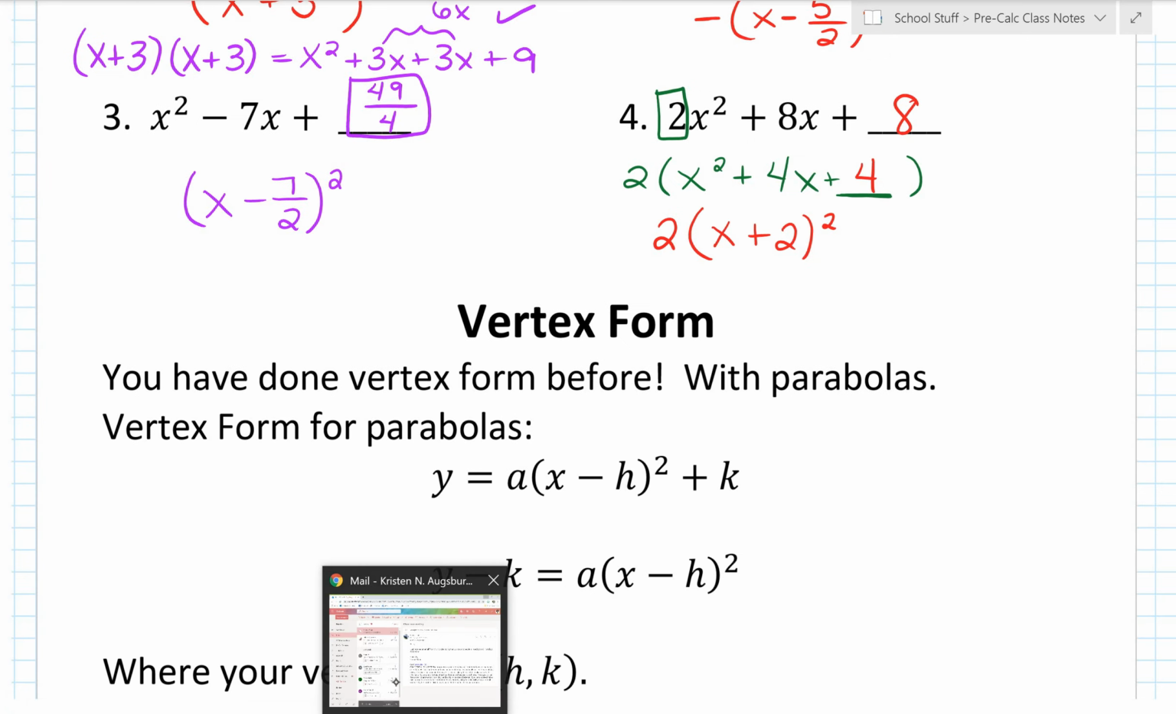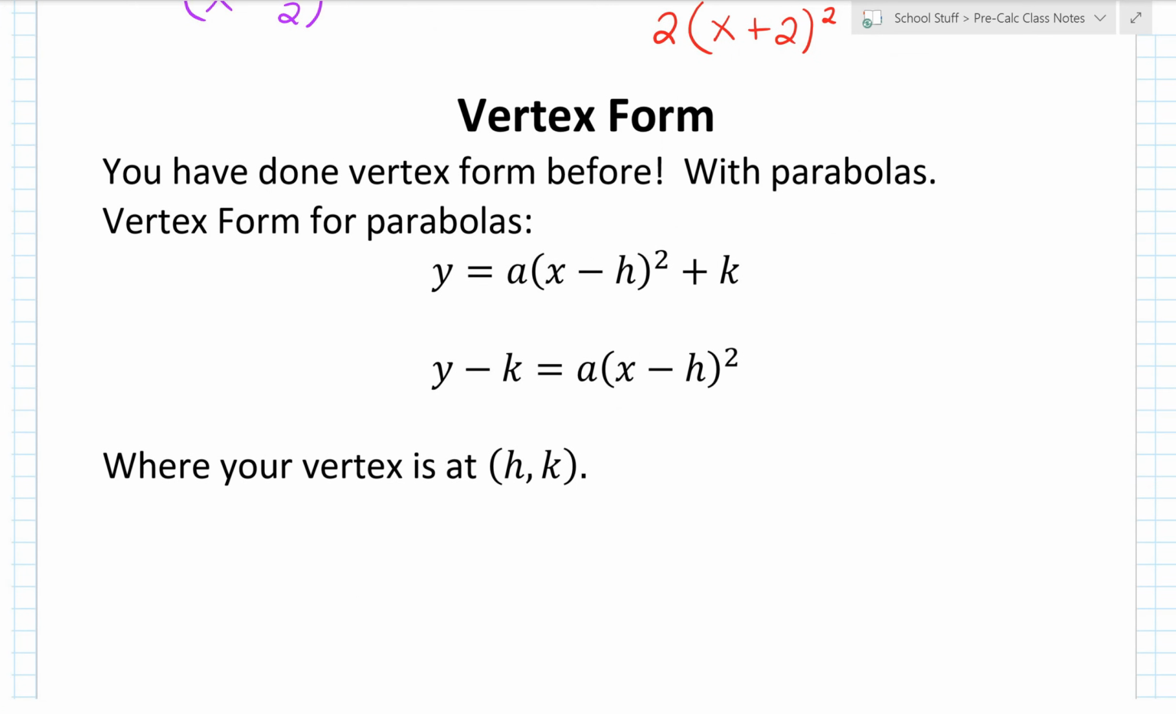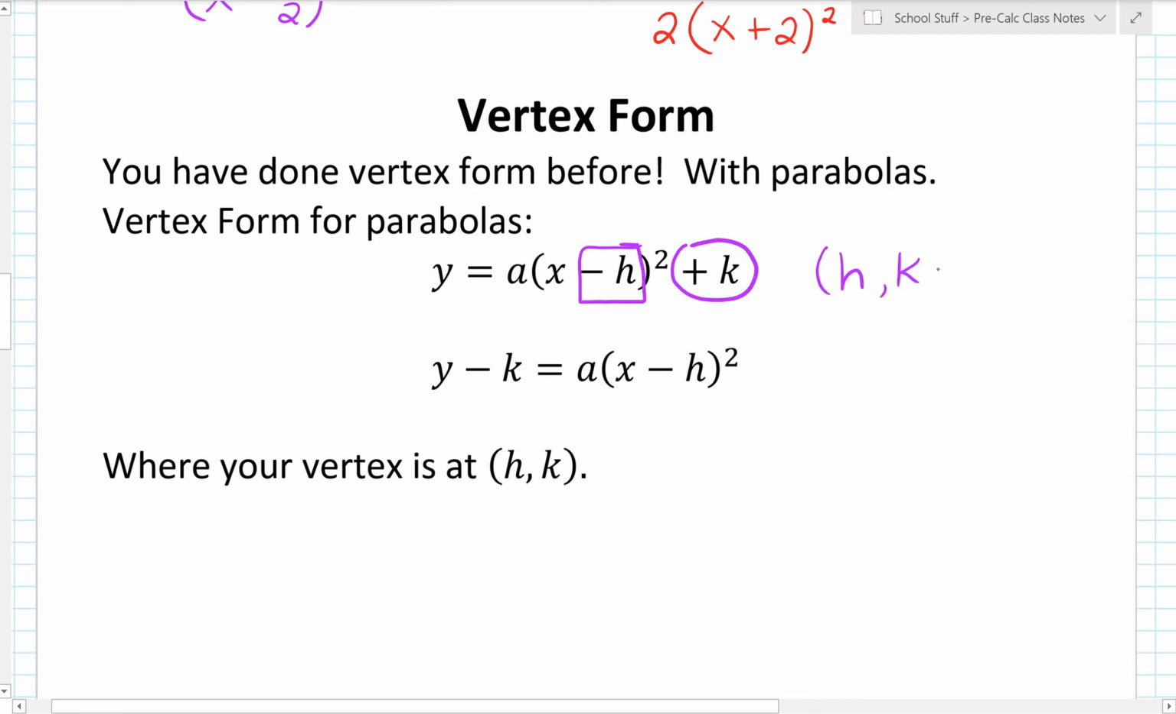Now the whole goal of this, we are not really trying to learn new things here. The whole goal of this is to put things into what's called vertex form. Vertex form, we've seen this before with parabolas, is when we have y equals a times x minus h squared plus k. So basically what we're doing here is we're going to take the opposite of what's next to the x, and when it's written in this form, the same as what's next to the outside, and so my vertex is at h comma k.